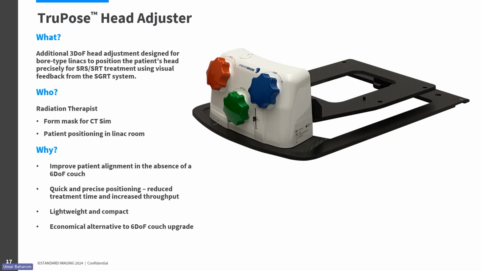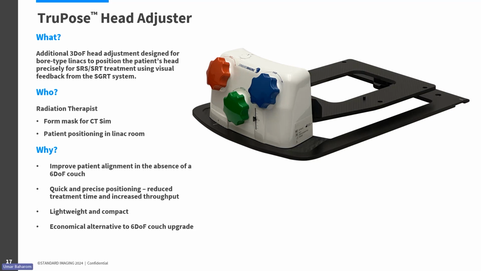Just to recap on the TruPose Head Adjuster, it allows you to have an additional 3 degrees of freedom of head adjustment, and it's really designed for bore-type linacs, so that you can position your patient's head precisely for SRS or SRT treatment using visual feedback from the SGRT system. Also, the user is going to be the radiation therapist. You can use it to form a mask at the CT sim, and then on the linac it's for your patient positioning.